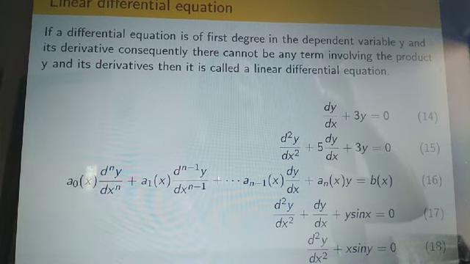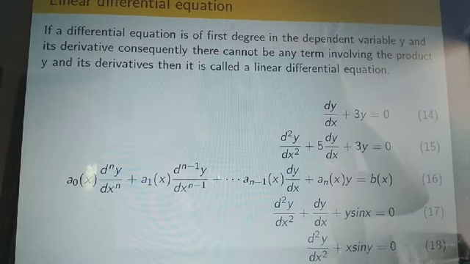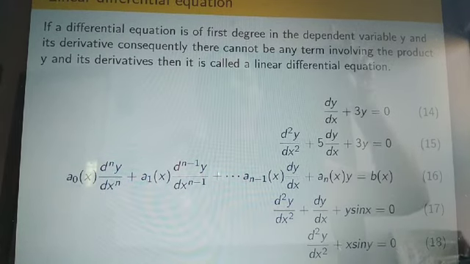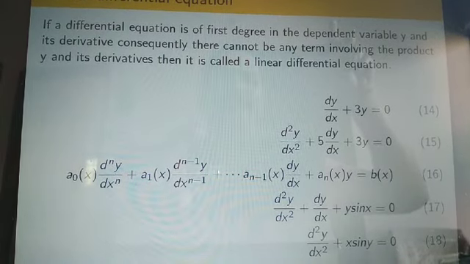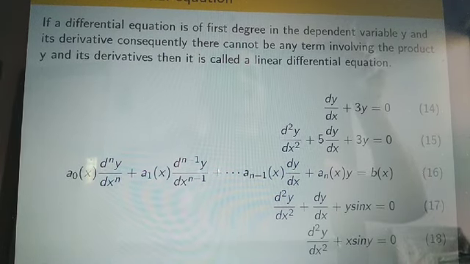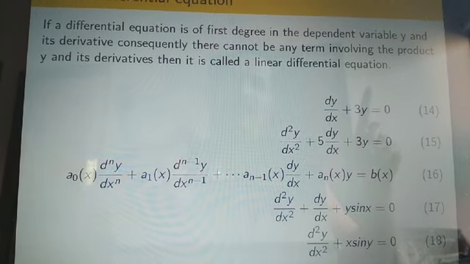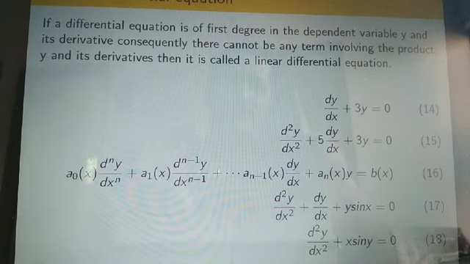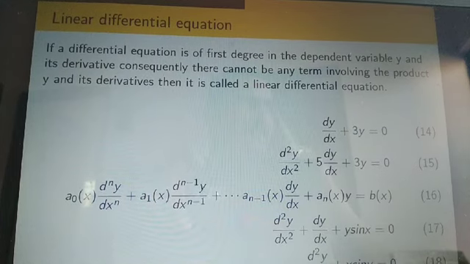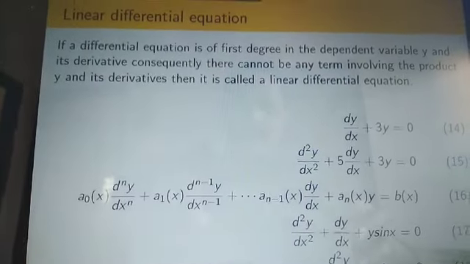And the second thing is that it should be first degree, because if the degree is greater than 1, then it can be written in product form. If (d²y/dx²) whole squared, then it can be written as d²y/dx² times d²y/dx². That means a product of the dependent variables and the derivatives, so it should not occur in a linear differential equation. These are the very common features. By seeing these, we can say whether a differential equation is linear or not.